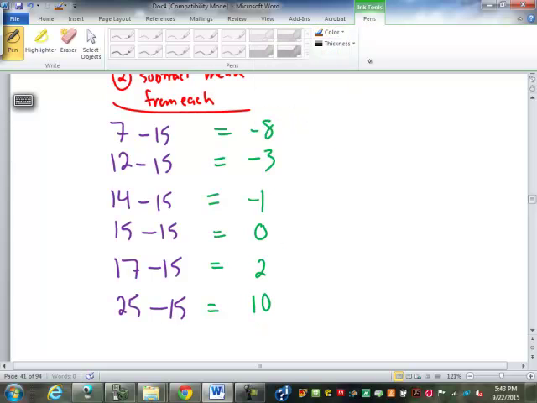Now, if we wanted to, as we've said before, we could double check here. If we added those all up, what should they add up to? 0. They should add up to 0. At this point, after we've subtracted the mean from each, that's a way to double check. If they don't add up to 0, we did something wrong. Chances are our mean's probably wrong.